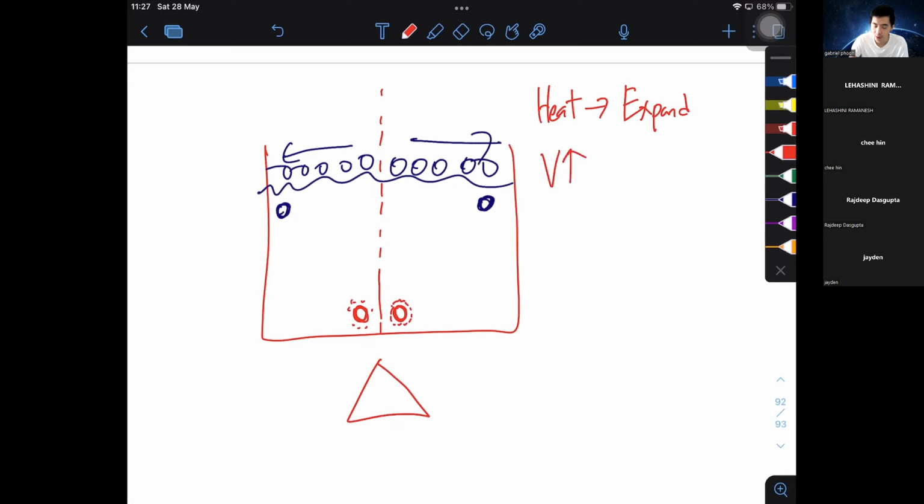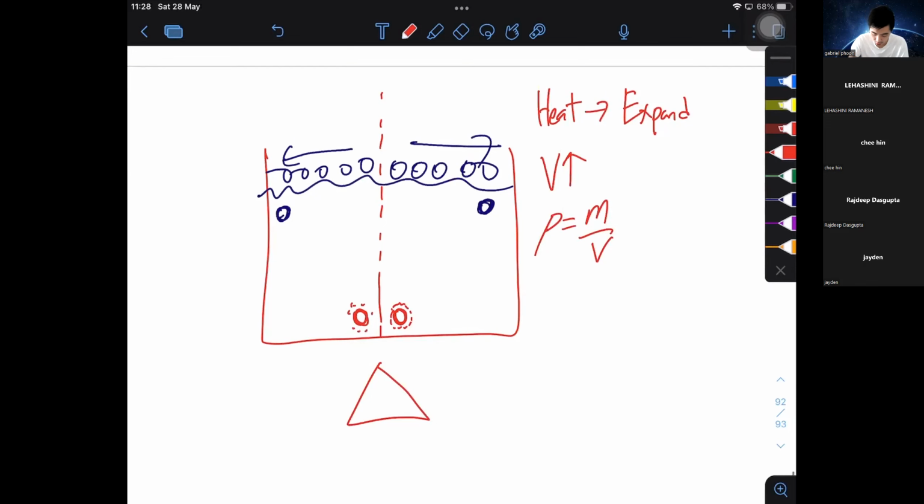Now, if the volume increases, according to my density formula, density equals mass over volume, and I know for a fact that, even though I heat up any of the water molecules, the mass of one water molecule is never going to change. Because the mass is constant whereas the volume is increasing, the density is definitely going to drop, because density and volume are inversely proportional to each other, whereas density and mass are directly proportional to each other.